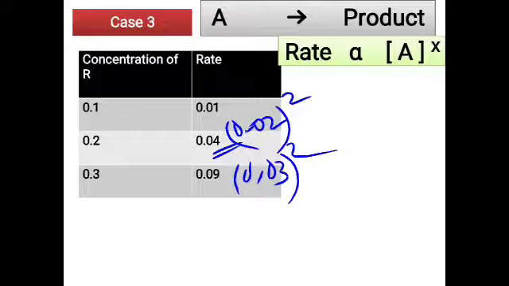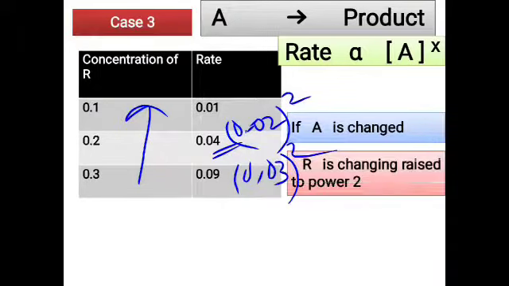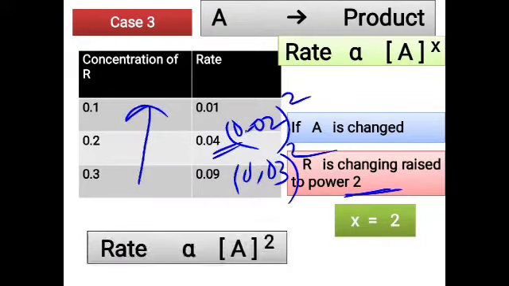So how is the increase taking place here? Have you observed properly? As you increase the concentration of the reactant, you find that the rate is increasing in a square ratio. So as A is changed, the rate is changing raised to power 2. In that case, we could write the x value as 2, because it is exponentially increasing with a power of 2. So we could write rate is directly proportional to concentration of A to the power 2.